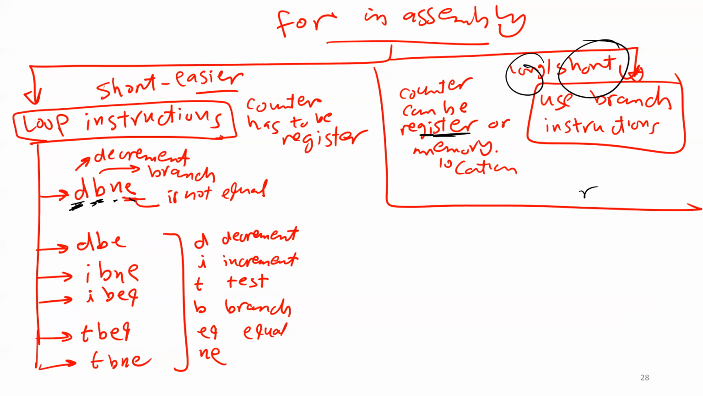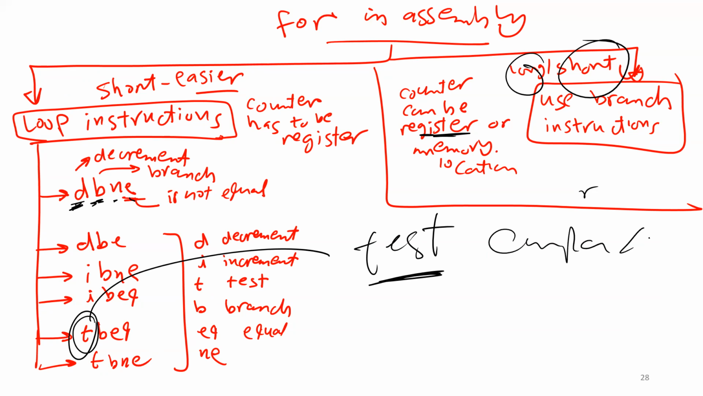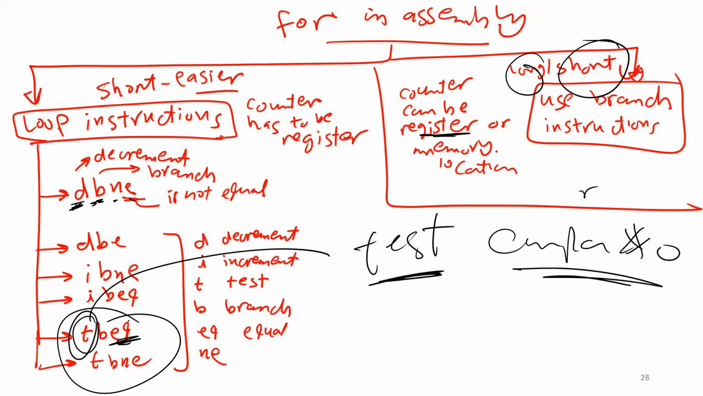The last two are not going to increment or decrement. The last two are test and branch if equal to 0, and test and branch if not equal to 0. You remember, I explained one instruction before, we call it test. This test is going to compare to 0. So when I test, I compare to 0. This one is going to compare the counter to 0. If it is equal, it's going to loop. If not equal, it's not going to loop.